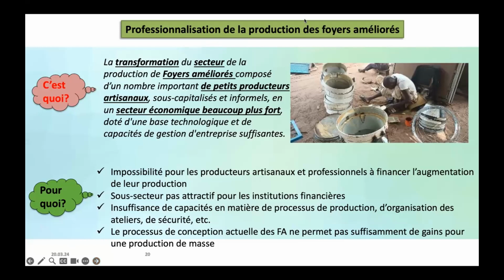As Sarah presented the different steps, I will see how we can intervene in the professionalisation. I remind you that we worked with the private sector, and we found that it was important to align the transformation of the production sector of the private sector, which is made up of a large number of small, artisanal, undercapitalized and informal producers.